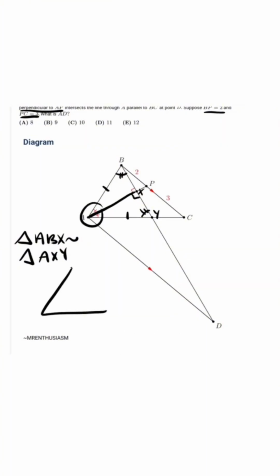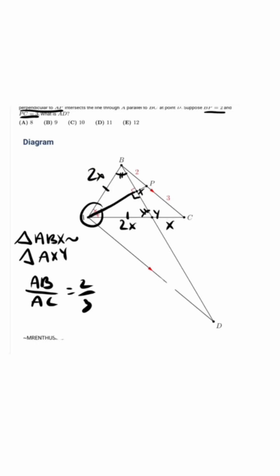Angle bisectors can remind us of the angle bisector theorem, where if we have a triangle ABC where BD is an angle bisector, AB divided by AD equals BC divided by CD. Plugging this into the angle bisector AP, we get that AB divided by AC equals 2/3. Then, since AB and AY are equal, if AB is 2x, AY is also 2x and YC is x.